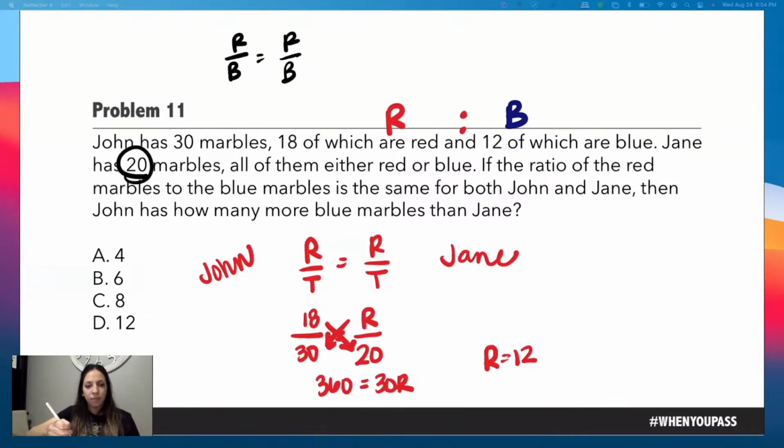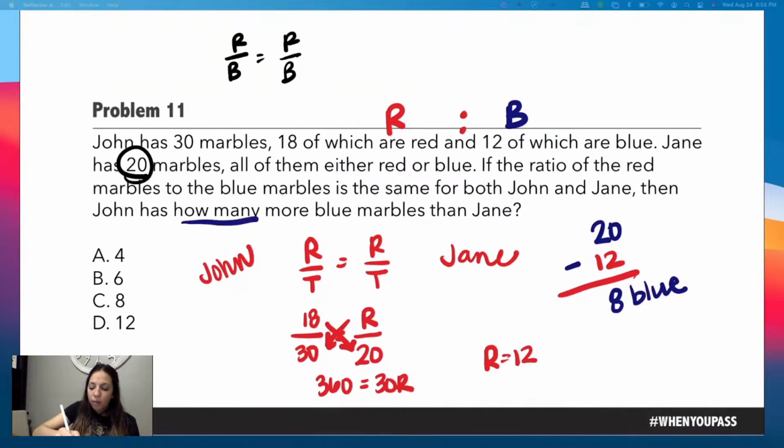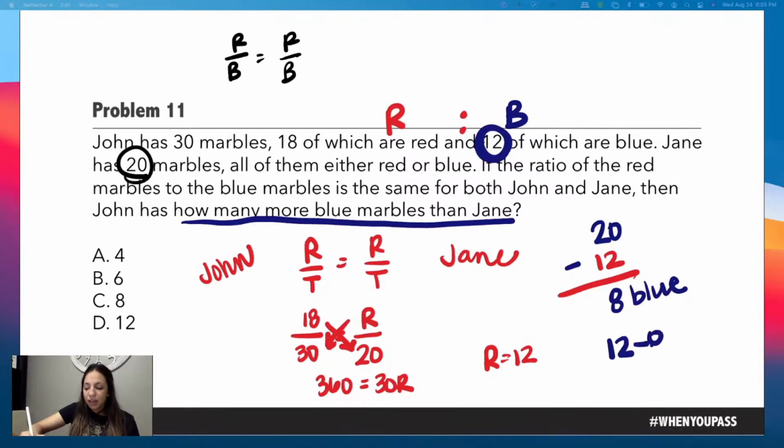What else does that mean? That means I can figure out how many blue marbles she has by doing her total minus her red, 20 minus 12, and that equals 8. So she has 8 blue marbles. Now I can figure out how many more blue marbles John has than Jane. John has 12 blue marbles. Jane has 8. So he has 4 more blue marbles than Jane. That was a challenging ratio problem.